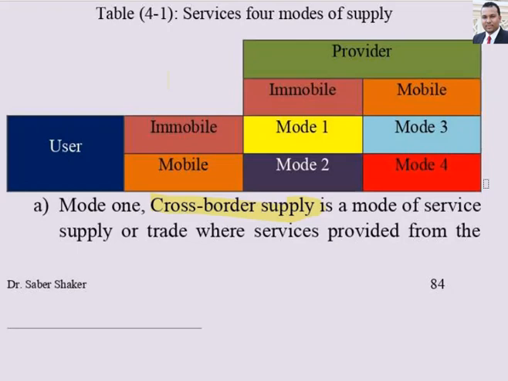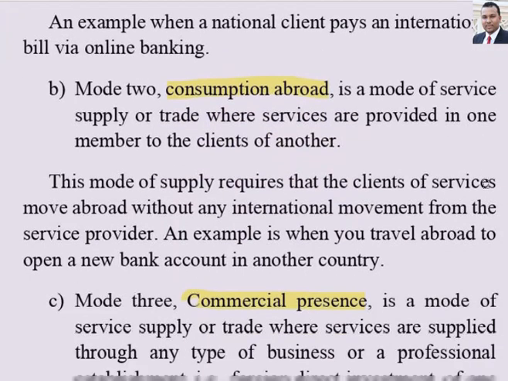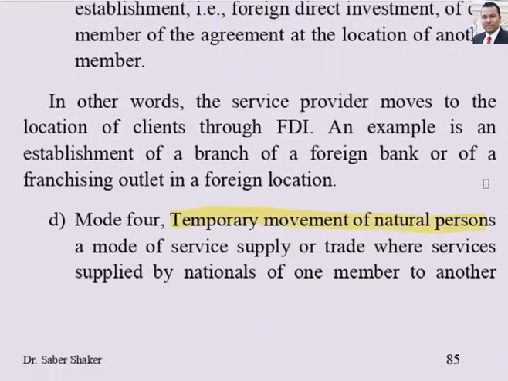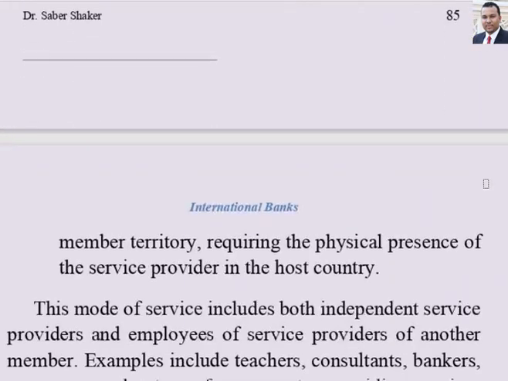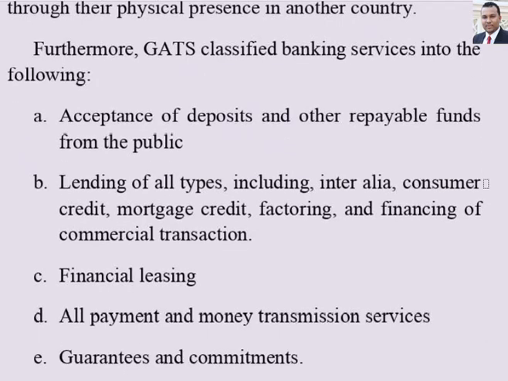In general, which mode of supply is subject to the highest restriction? The highest restrictions are in the case of mode number four. The lowest restrictions are in mode number one. So we can answer the question of how we can import or export a service.